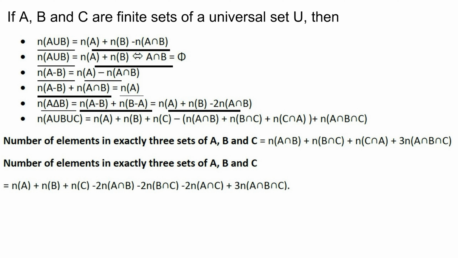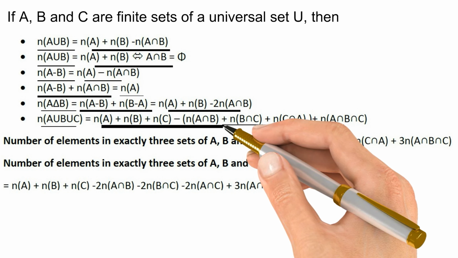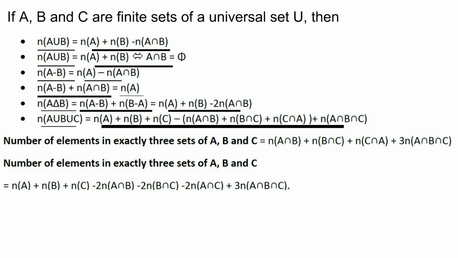Now let's see how we can calculate the number of elements in A union B union C. The number of elements in A union B union C equals the number of elements in A plus B plus C, minus the number of elements in A intersection B, plus B intersection C, plus C intersection A, plus the number of elements in A intersection B intersection C. Now the number of elements in exactly 2 sets of A, B and C equals the number of elements in A intersection B plus B intersection C plus C intersection A minus 3 times the number of elements in A intersection B intersection C.